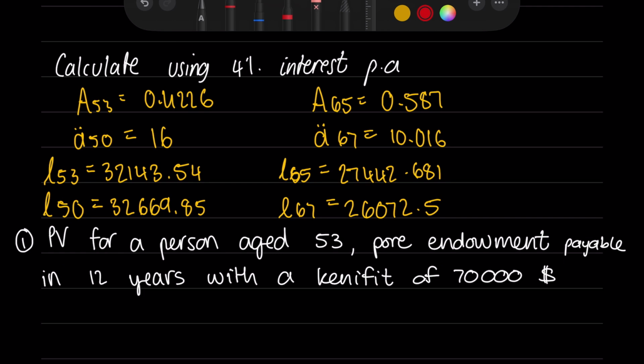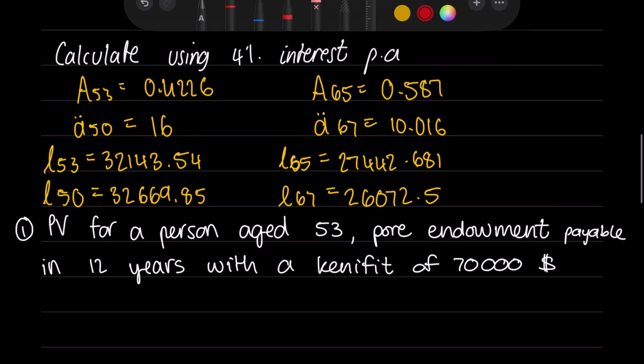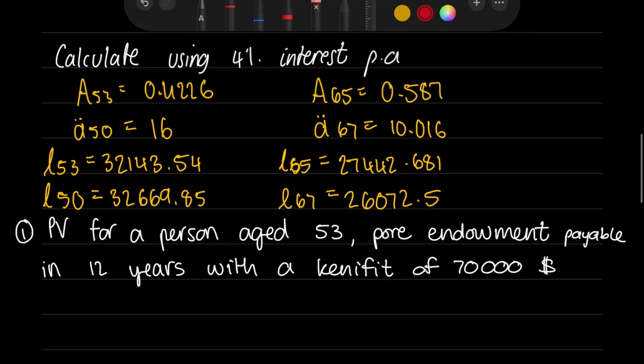Here we're going to be calculating the following using 4% interest rate. So I'm not attaching any live tables or anything, but the values that we should be needing are all here. If not, I'll add another one. The first question we're doing is calculating the present value for a person aged 53. This is a pure endowment payable in 12 years with a benefit of $70,000.